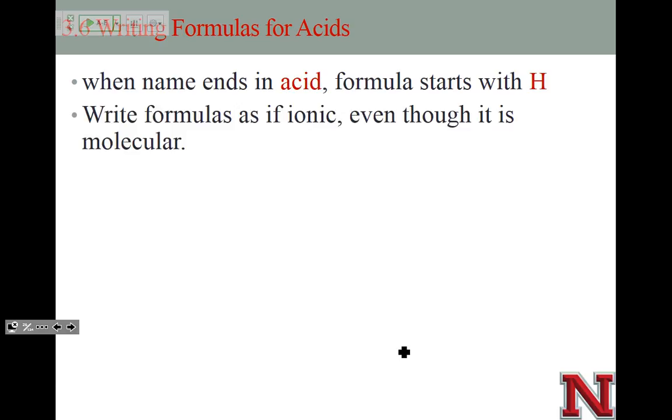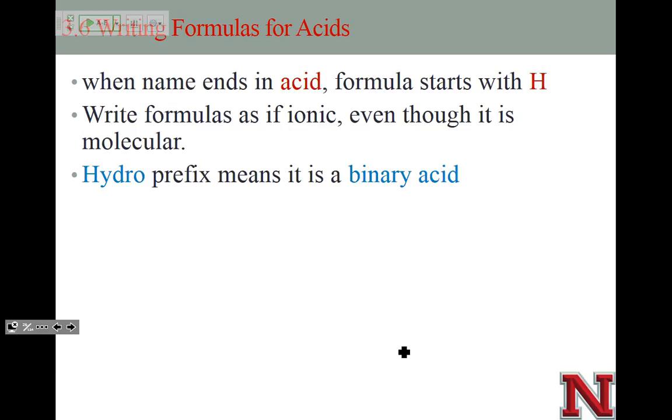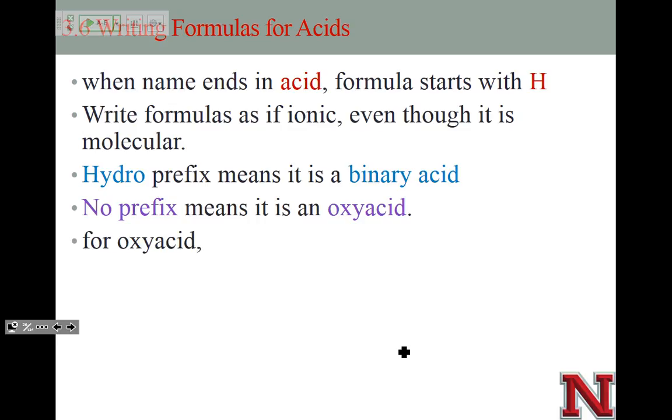So, we write the formula as if it's ionic, balancing the hydrogens to balance out our charge, even though, unless it's dissolved in water, it's actually a covalent bond. But if it's dissolved in water, we form our ion, so we do the same thing. Remember, if you see hydro, you just have a binary acid. But if there's no hydro prefix, then it's an oxyacid.